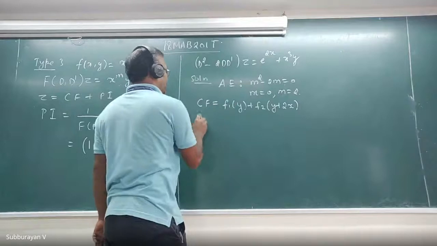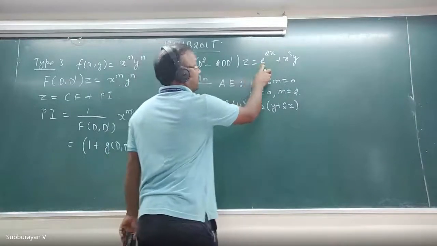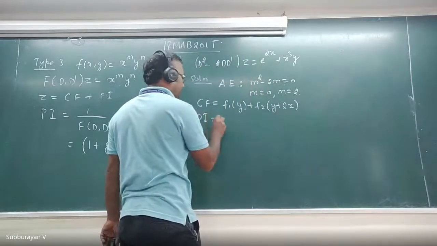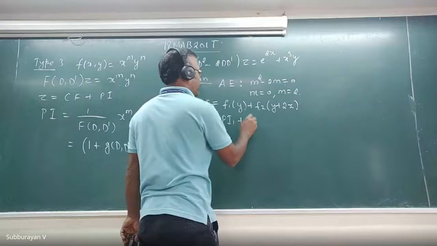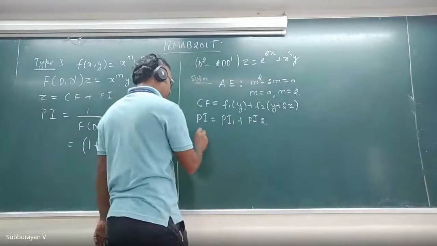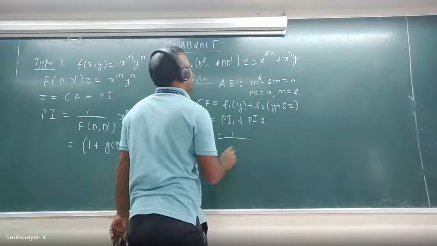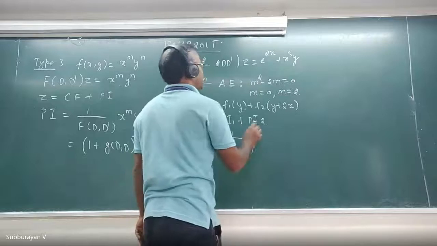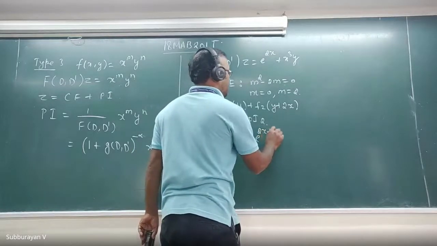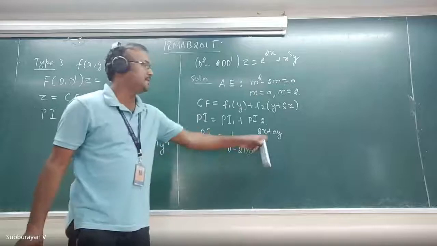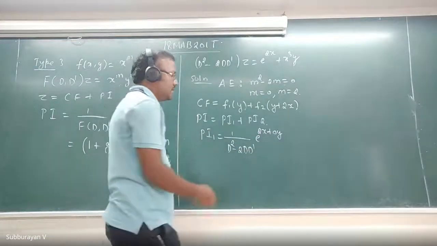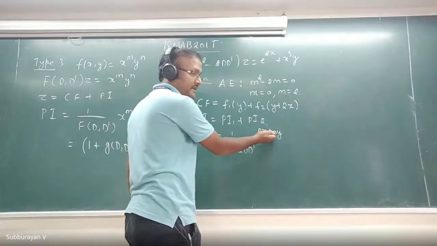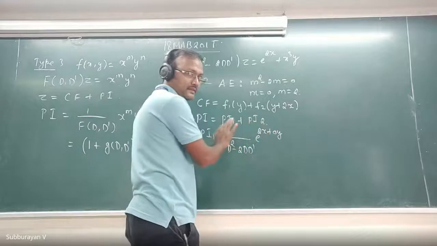Now, what is our PI? The right hand side is a combination of two functions, so we have to calculate two particular integrals. I write this as PI1 plus PI2. Now, what is our PI1? PI1 is 1 upon d square minus 2 d dash into e power 2x plus 0y. I have written this as e power ax plus by form. Y is not there, you just add 0 times y. It won't affect this, right?